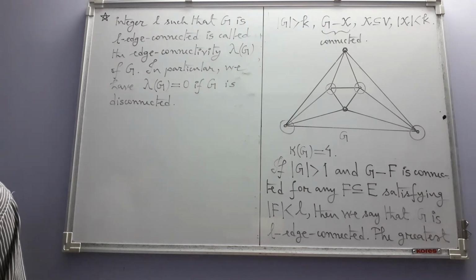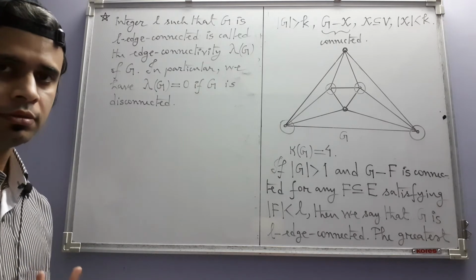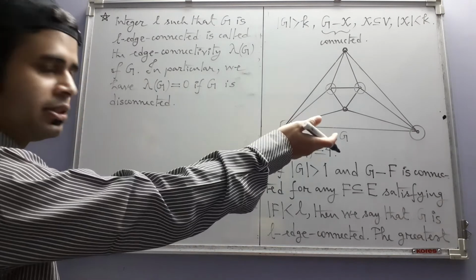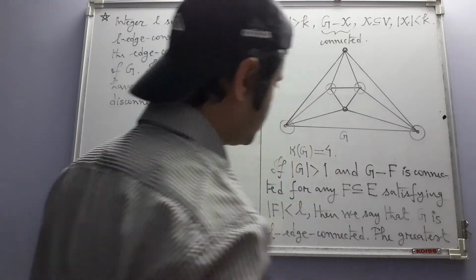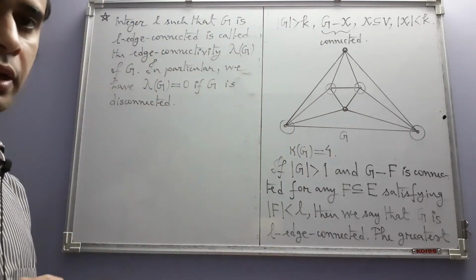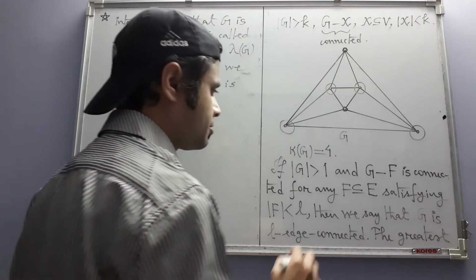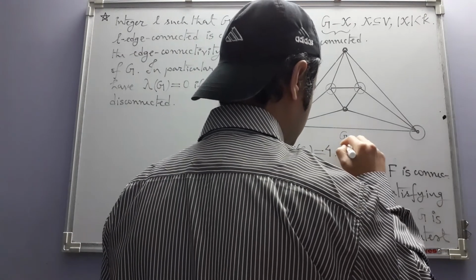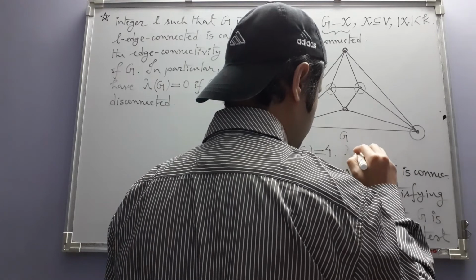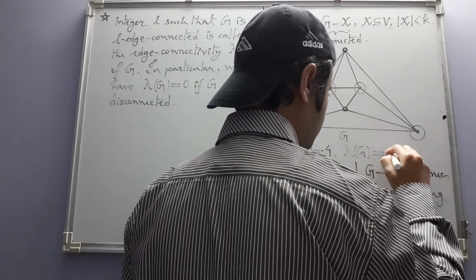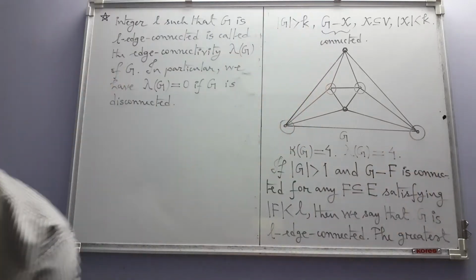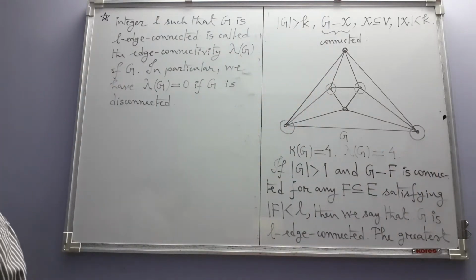Okay, now to illustrate these notions, there are two examples given. One of them is this. Now, in this case, the vertex connectivity is 4 and the edge connectivity is also 4.